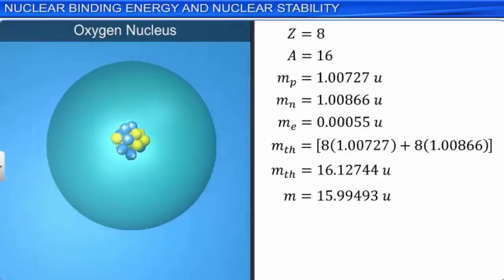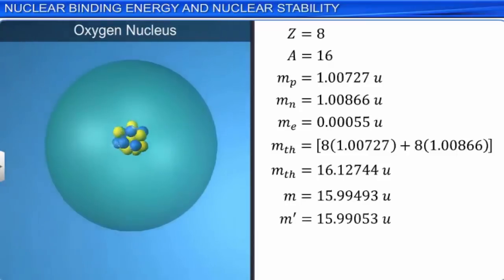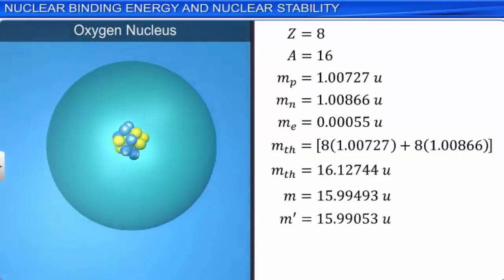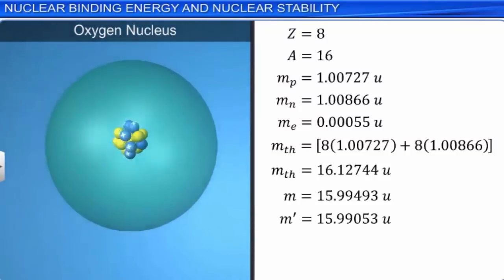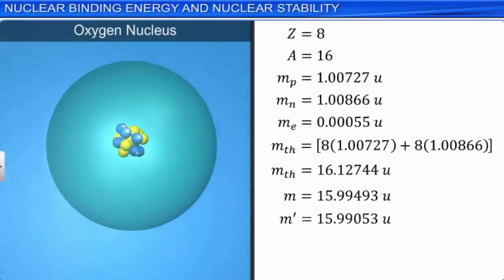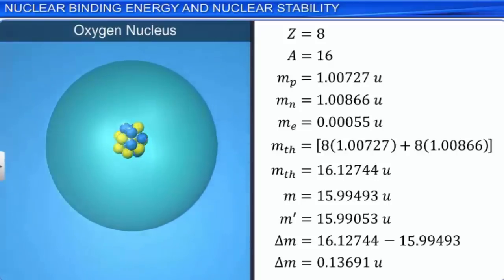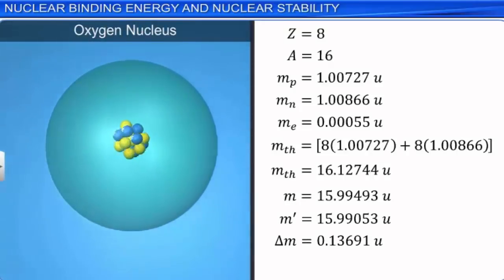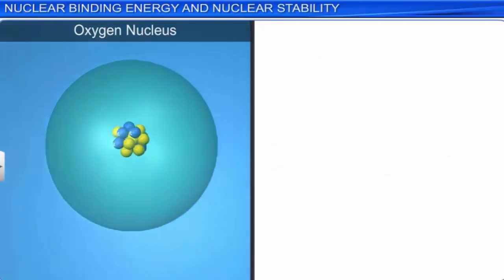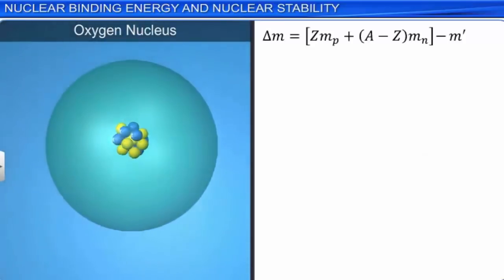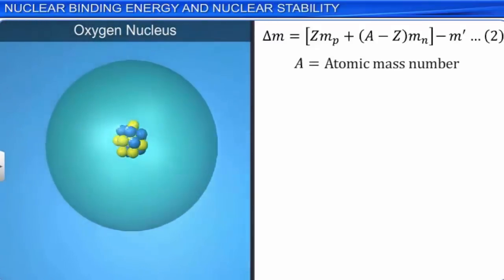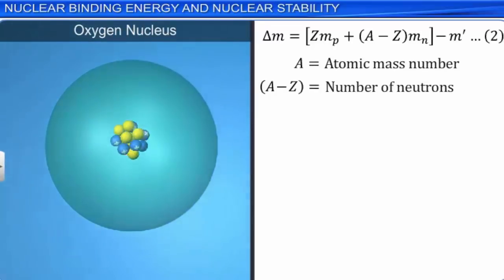Hence, we observe that there is a difference between the theoretically expected mass of the nucleus and the actual mass of the nucleus, which was determined experimentally, and this difference is observed to be 0.13691 AMU. This difference is called the mass defect, denoted by delta M. Mass defect delta M for a nucleus can be determined by equation 2 as shown, where Z is the atomic number of the element, A is the mass number, A minus Z denotes the number of neutrons in the nucleus. Mn is the mass of each neutron. Mp is the mass of each proton, and M dash denotes the actual mass of the nucleus.